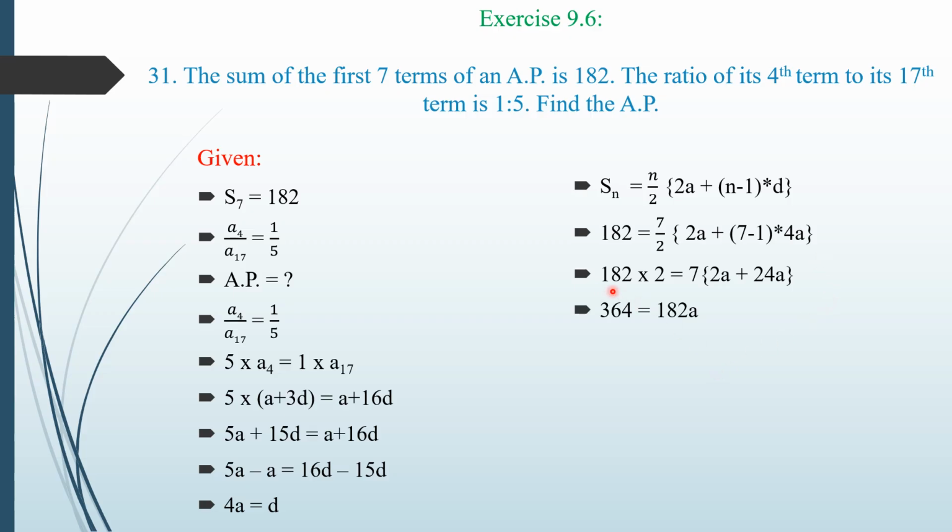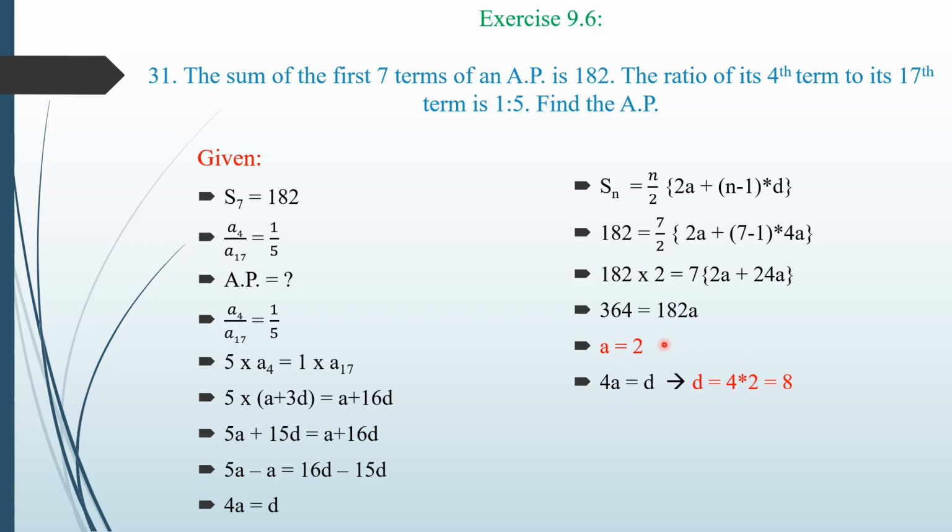Further simplifying, 182 into 2 is 364, and when I multiply this 7 inside this bracket, that is 7 into 2a is 14a plus 7 into 24a is 168a. When I add these two, it will be 182a, that is equal to 364. Therefore, when I simplify this further, I'll get the value of a as 2. Now, since we know that 4a is equal to d, I can calculate the value of d, that is d is equal to 4 into a. When I substitute the value of a as 2 here, I'll get d value as 8.